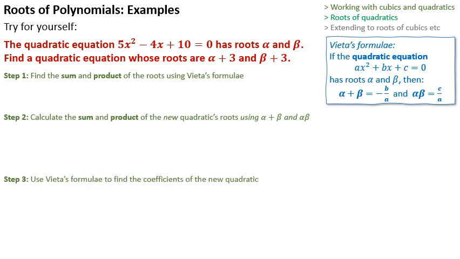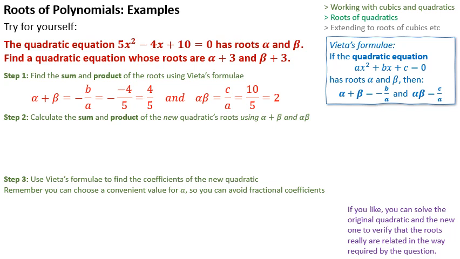These are the steps that we used last time: finding the sum and product of the roots using the formulae, calculating the sum and product of the new quadratic's roots, and then using the formulae once more to work backwards from those to the coefficients of the new quadratic. And remember, you can choose whatever the most convenient value of a is, so that you make sure you get nice whole number values for a, b, and c. Pause the video, give this a try, see how you get on, and then come back and compare. All right, step 1.